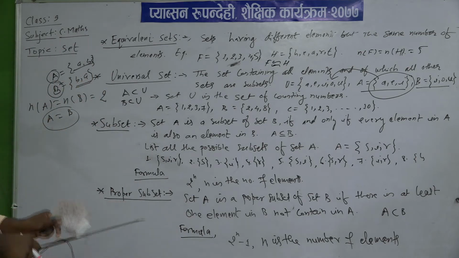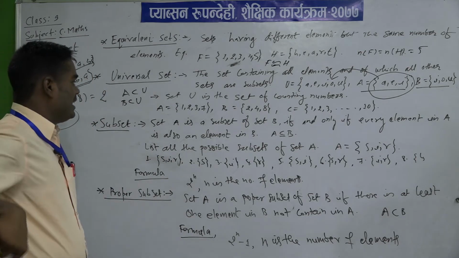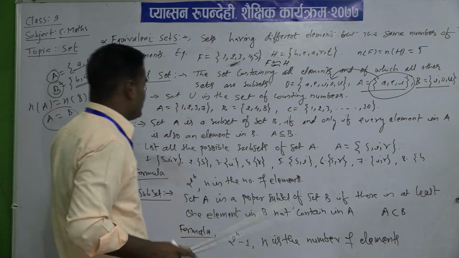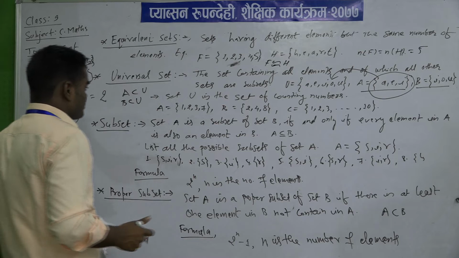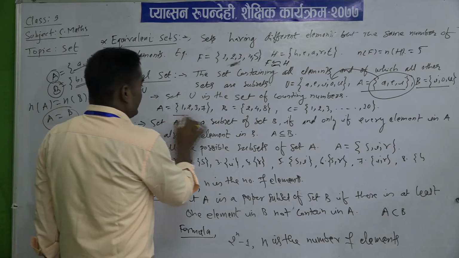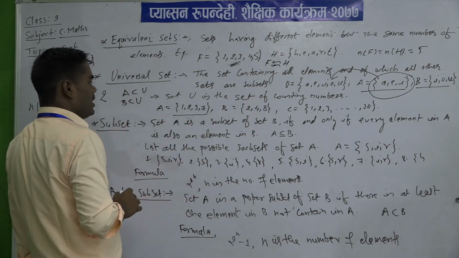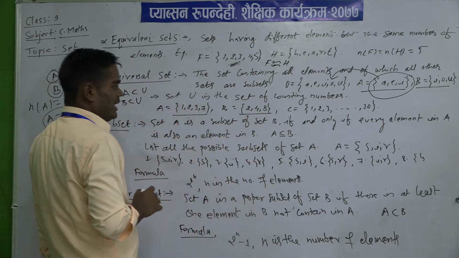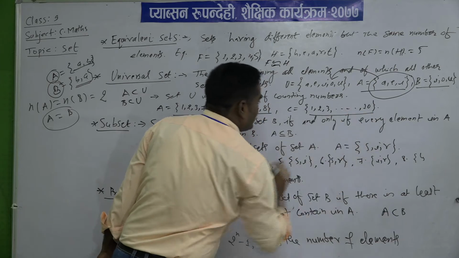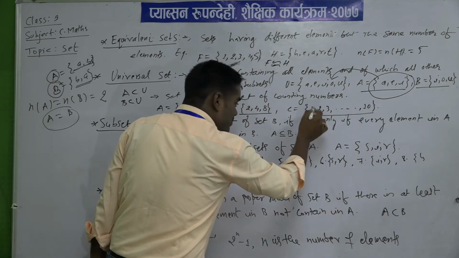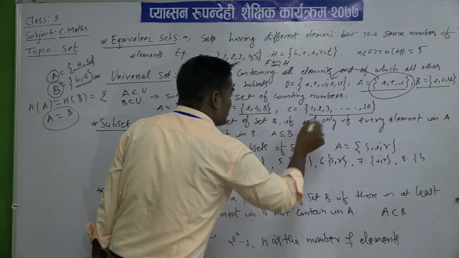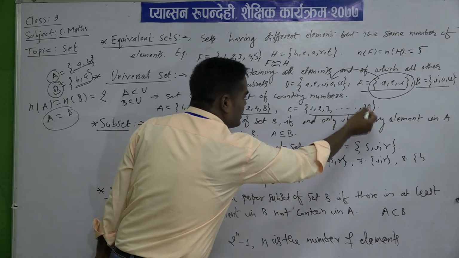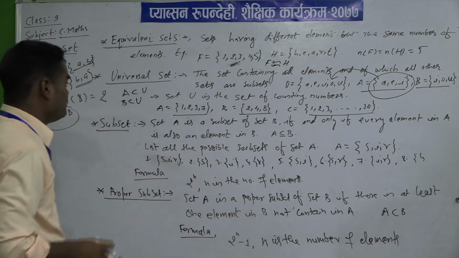And now let's see it with numbers. Set U is the set of counting numbers. I have taken here one set A having elements 1, 2, 3, 7, another set B: 2, 4, 8, and another set C from counting numbers less than 10. Counting numbers less than 10 means 1, 2, 3, 4, 5, 6, 7, 8, 9, 10. Counting numbers less than 11.